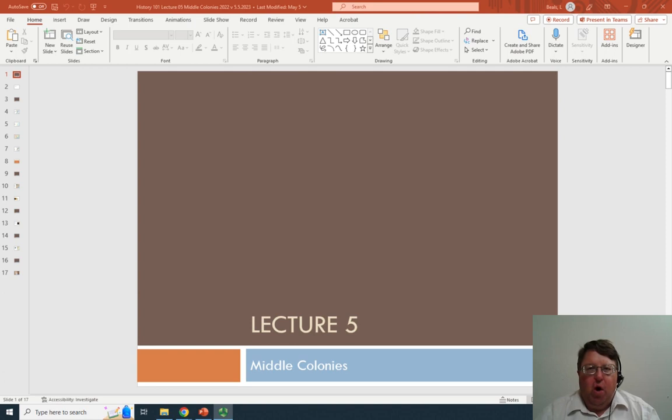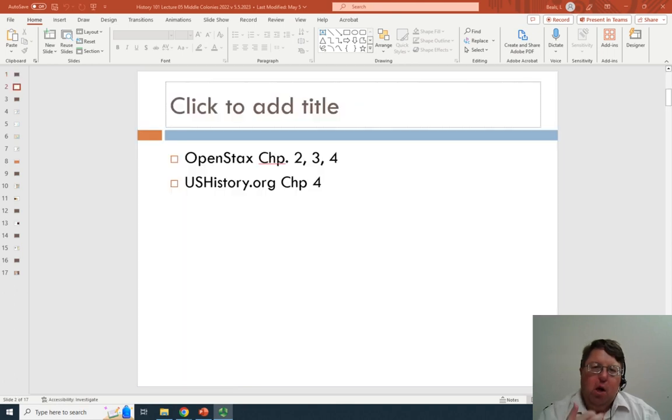Welcome to History 101, Lecture 5, The Middle Colonies. If you're following along in your textbook, it would be the OpenStax chapters 2, 3, and 4. If you're using the ushistory.org notes that I provided in Canvas, this section would be chapter 4.